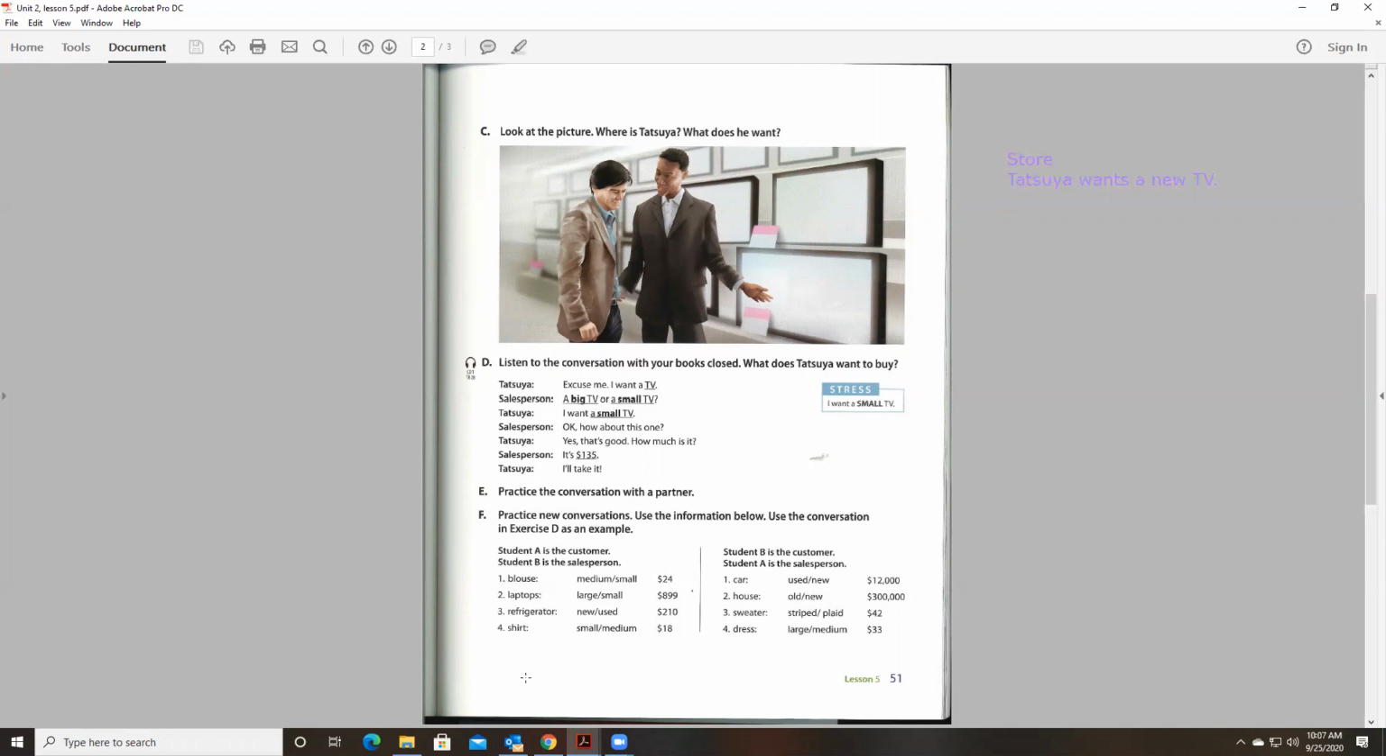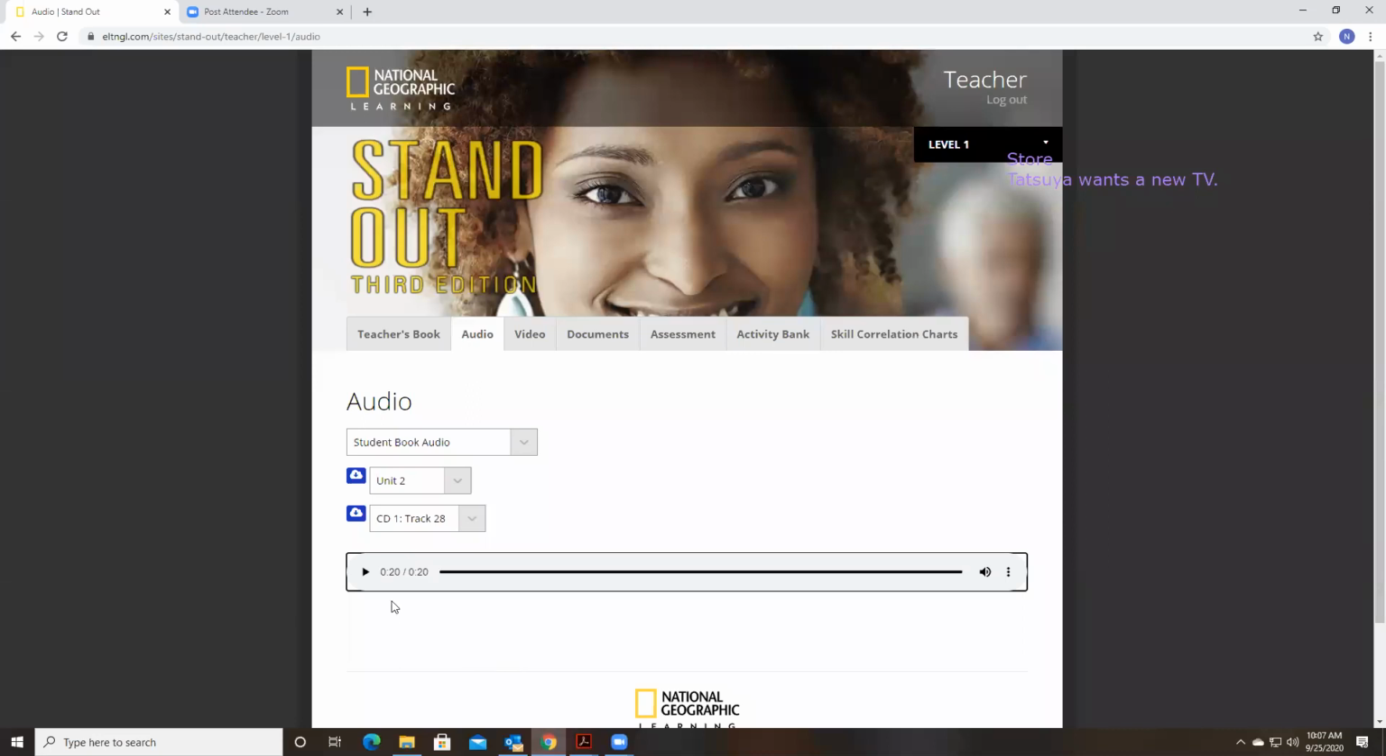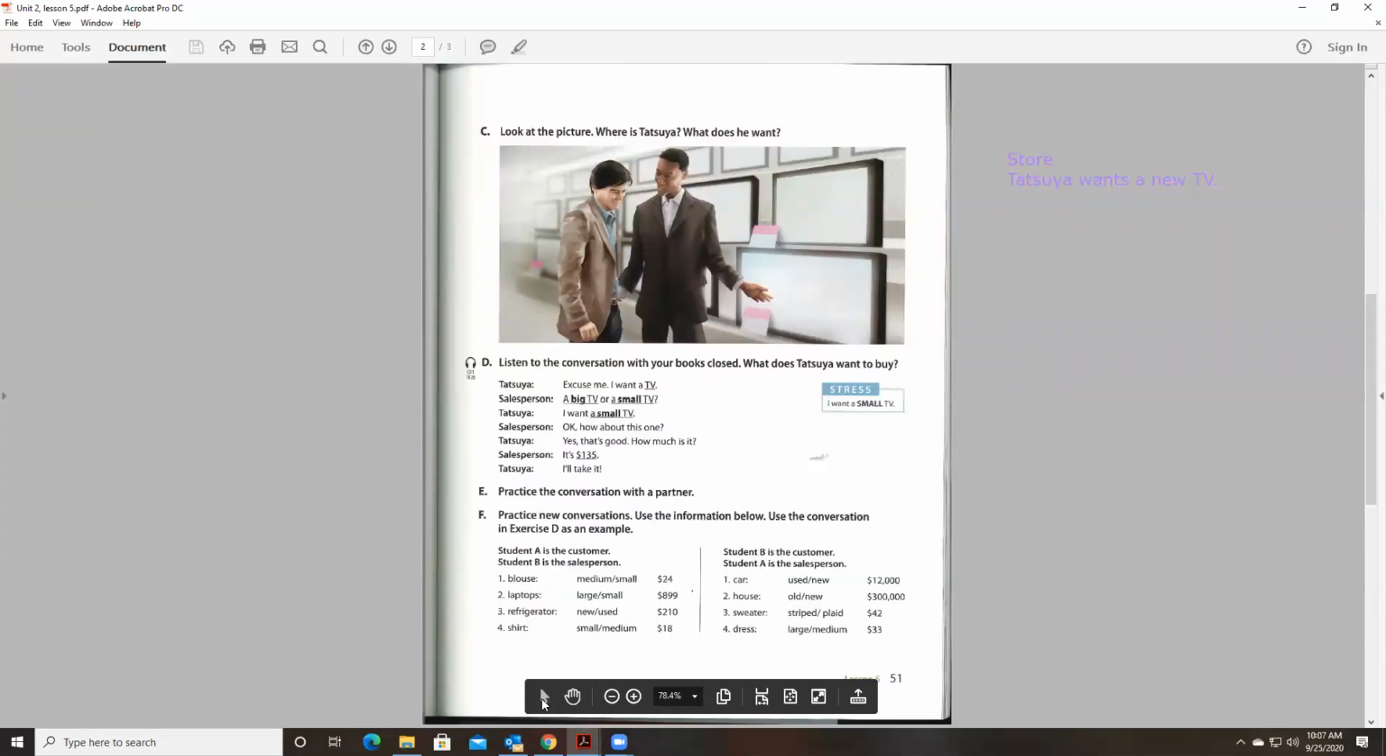All right, let's listen one more time. Excuse me, I want a TV. A big TV or a small TV? I want a small TV. Okay, how about this one? Yes, that's good. How much is it? It's $135. I'll take it.